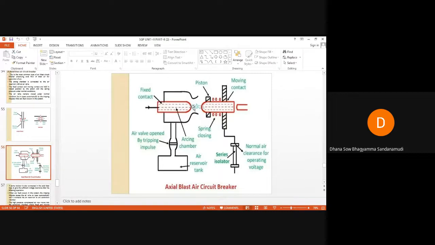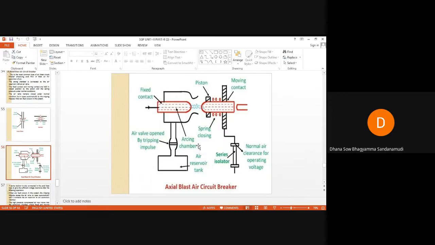The air valve remains closed under normal operating condition, but it will open automatically by the tripping impulse when a fault occurs in the system. Whenever a fault occurs, the relay will detect the fault and give a signal to the circuit breaker. As soon as the circuit breaker receives the signal from the relay, automatically this valve will open.